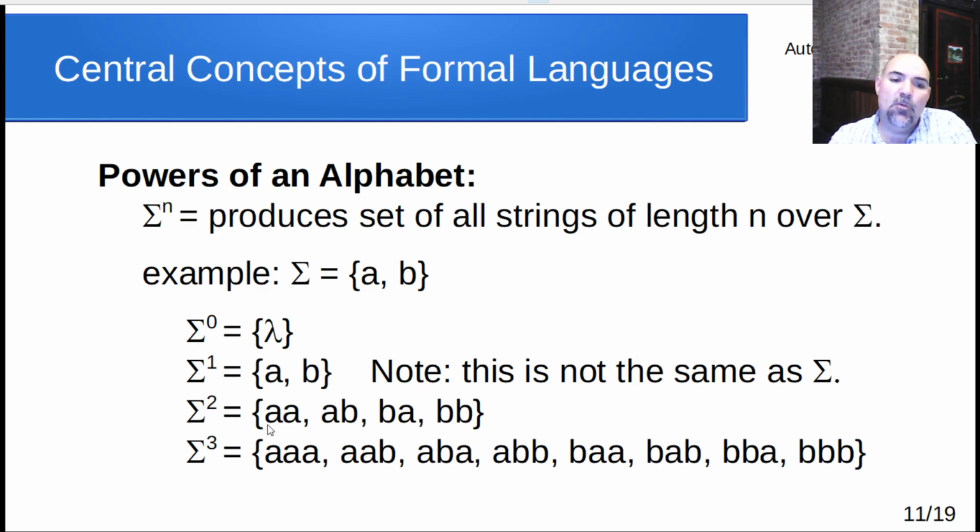Now, if we go to 2, what are all the possible strings over the alphabet that are length 2? Well, we have to account for every possibility. So AA, AB, BA, BB. And alphabet to the 3 is all of them that are length 3, and we have to account for every possibility in that. Alphabet to the 4 would be length 4, and so forth. So in other words, when we raise an alphabet to a power, it produces a set of strings.